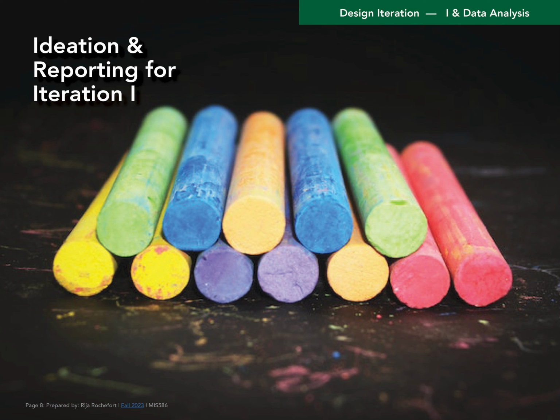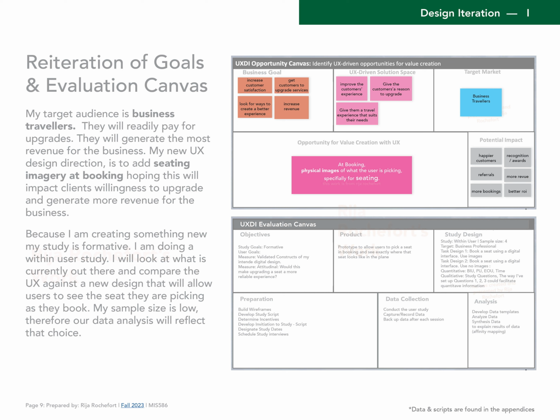From this point on, essentially we're looking at supporting documents. This section is design iteration 1, so the ideation and reporting for that phase. Here we have our evaluation canvas, so how we set up the study, and the opportunity canvas. Because I'm creating something new, the study is formative, and I'm doing it within user study. Target audience is business travelers. The UX design direction is to add seating imagery at booking, hoping this will encourage clients to upgrade and generate more revenue for the business. My sample size is low and data analysis will reflect that.